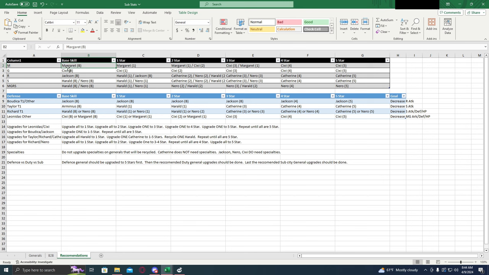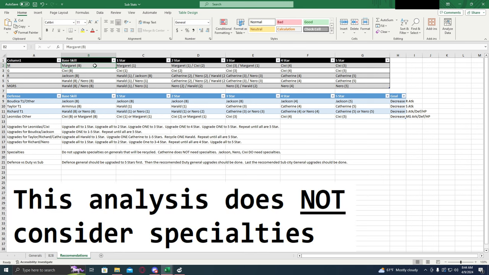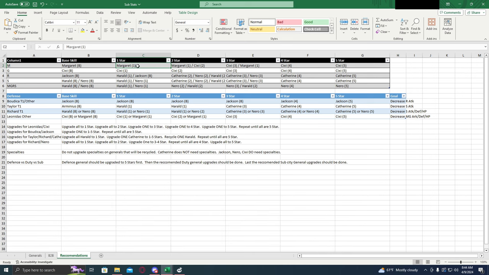So for debuffing mounted troops, I think that Margaret is the best base skill. If you're only talking 1 stars and below, Margaret is still the best mounted troop debuffer. When you talk about the 2-star debuff, I think that a Margaret 1-star and a 62-star are about equal, and I don't really think the Margaret 2-star is worth going for.